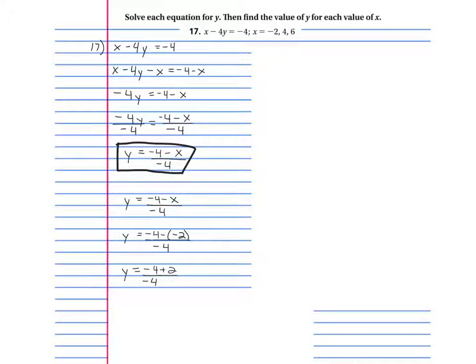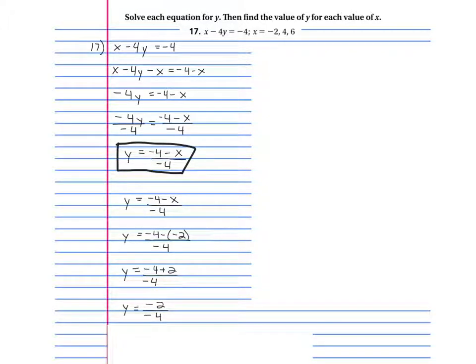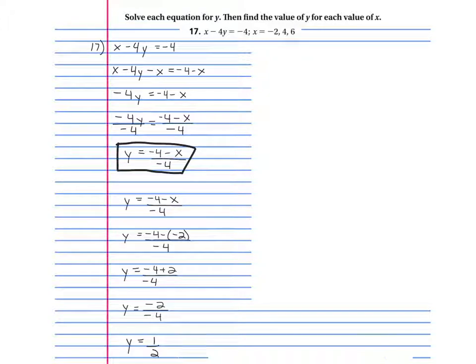And then simplifying that, we combine these two. -4 plus 2 is -2 over -4. And that simplifies. The negatives cancel out, and 2 over 4 simplifies to 1/2. So we've got y equals 1/2. And we're going to box that. That is the value of y when x equals -2.